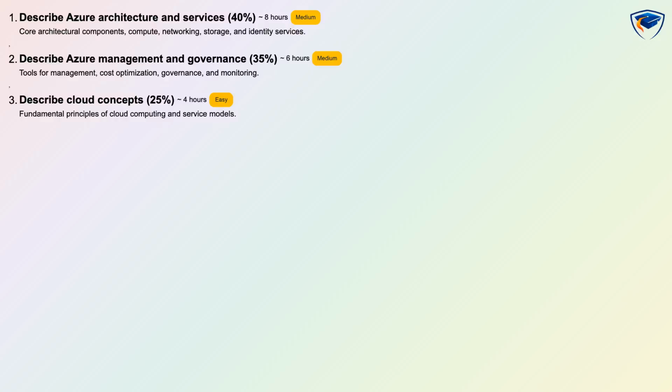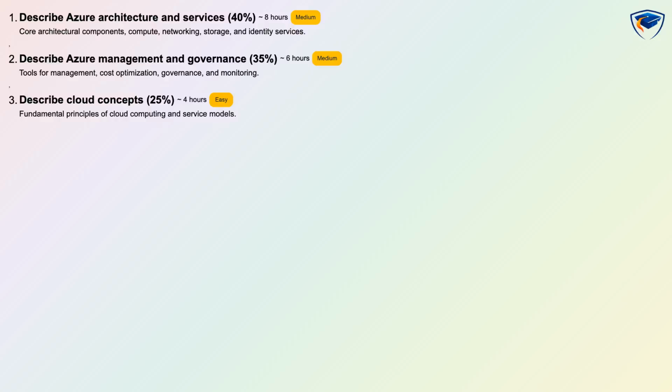and knowledge. The first domain, Describe Azure Architecture and Services, accounts for 40% of the exam and focuses on core architectural components, compute, networking, storage, and identity services. The second domain, Describe Azure Management and Governance, accounts for 35% of the exam and focuses on tools for management, cost optimization, governance, and monitoring.